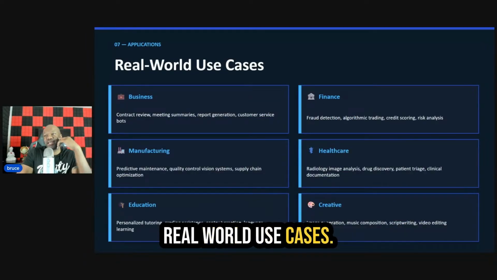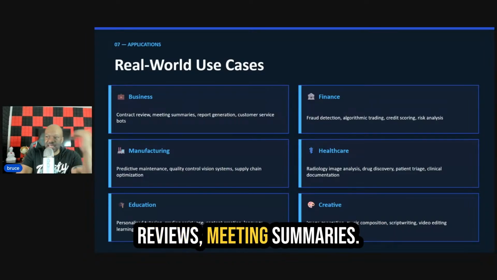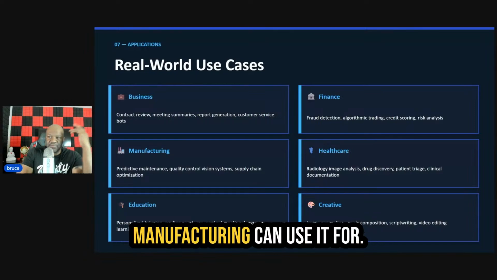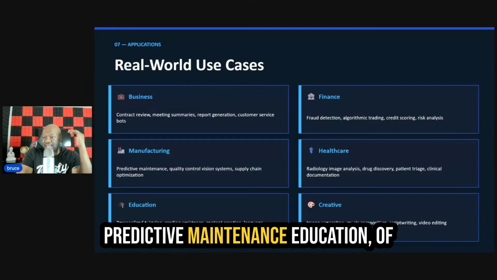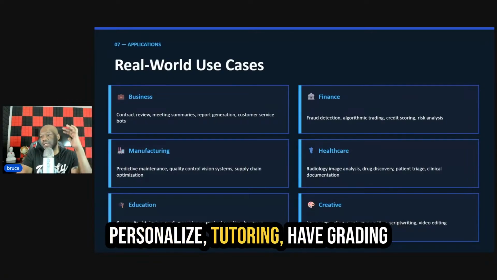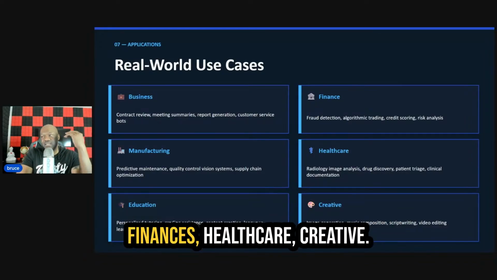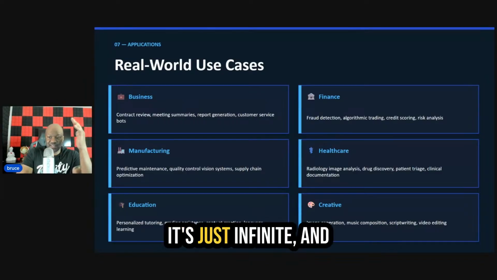Real world use cases. Businesses can use it for contract reviews, meeting summaries. You could take notes with it. Manufacturing can use it for coming up with new designs, predictive maintenance. Education, of course, is awesome because you could personalize tutoring, have grading assistance, and so on and so forth. Finances, healthcare, creative. There's just so many use cases for AI. It's just infinite.